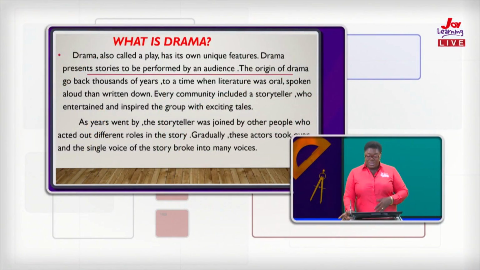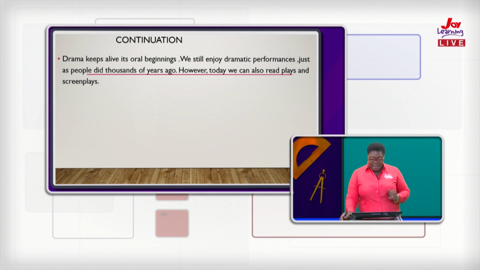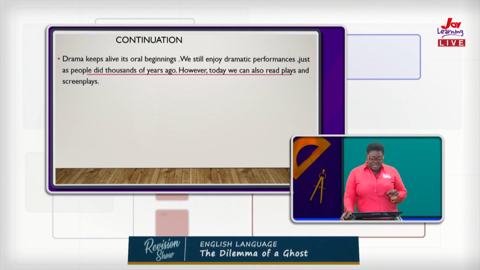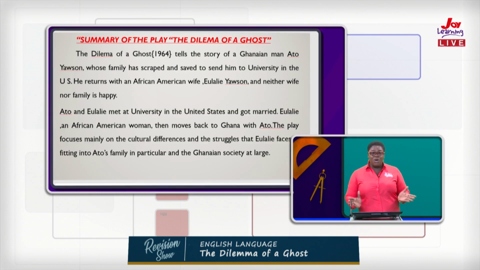Now, every community included a storyteller who entertained and inspired the group with exciting tales. Like I said, Mami Dokono and a few other people would sit down and talk about Anansi stories, you remember? Now, as years went by, the storyteller was joined by other people who acted out different roles in the story. Things changed, all right? Gradually, these actors took over and the single voice of the story broke into many voices. Drama keeps alive its oral beginnings. We still enjoy dramatic performances just as people did thousands of years ago. However, today we can also read plays and screenplays, just like we have in The Cockerel, The Dilemma of a Ghost.